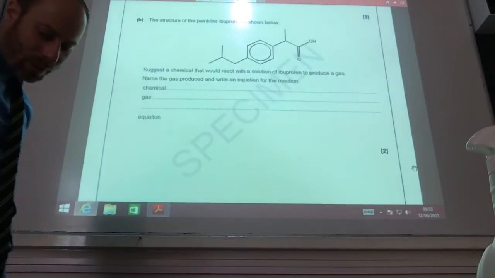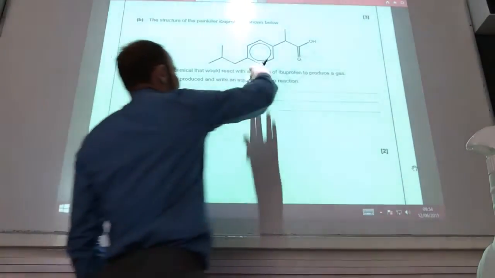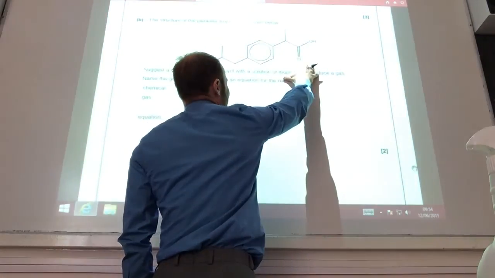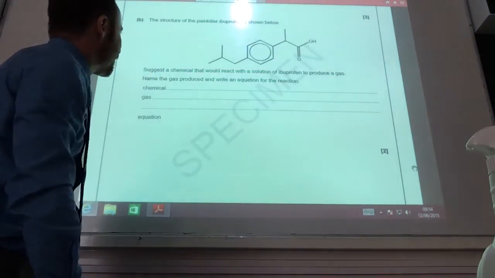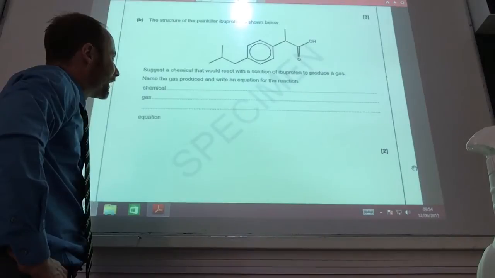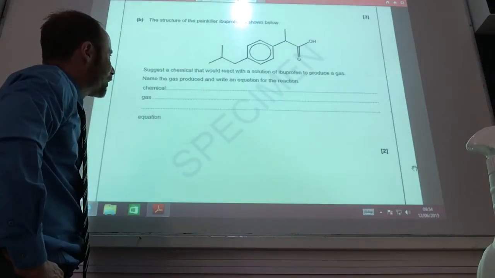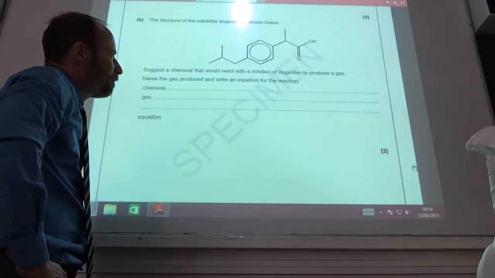Right, so we now shimmy on to some organic chemistry. You may go, it's a crazily complicated molecule, but what is it? Well, I've got a benzene ring here, and I've got a carboxylic acid group there. So those are the two groups you should be considering. I've got to suggest a chemical that reacts with ibuprofen to produce a gas. What could it be?